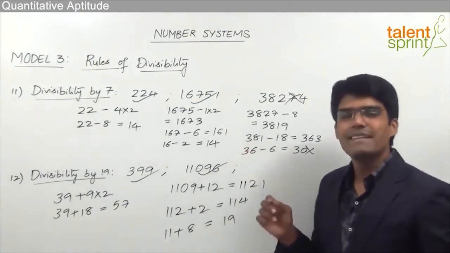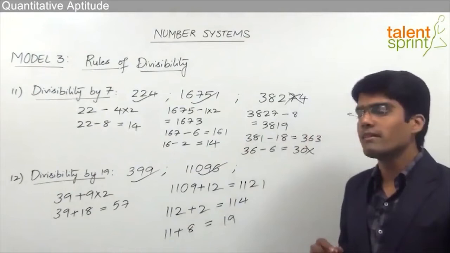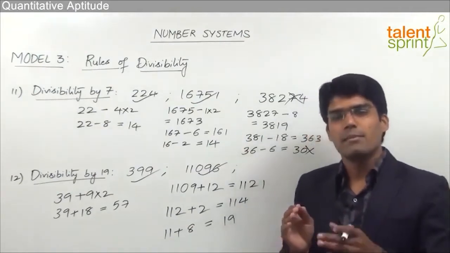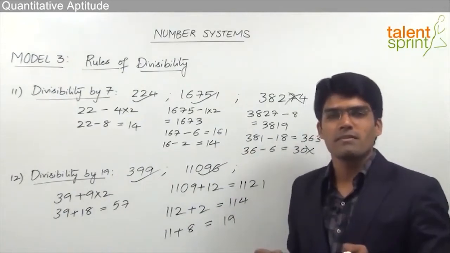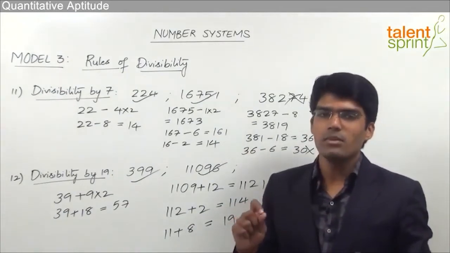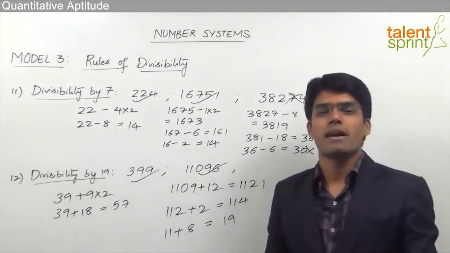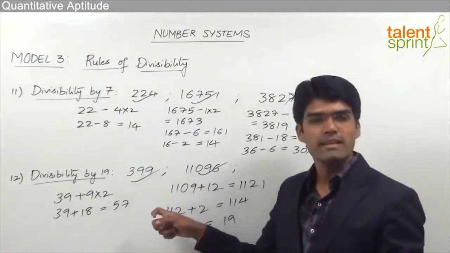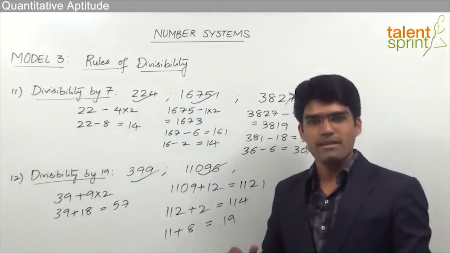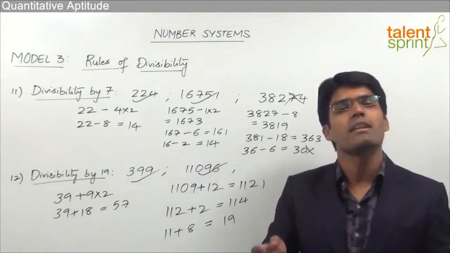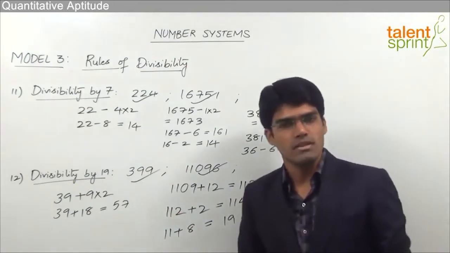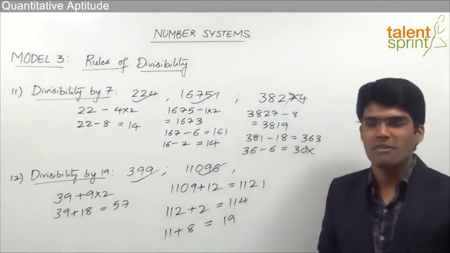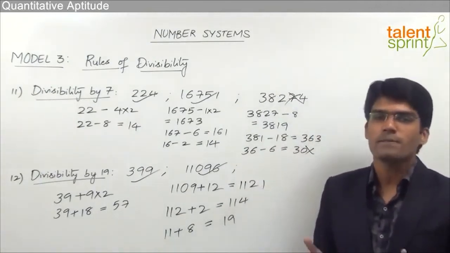So 7 and 19 are similar to each other. The only point here is, in case of 7, we separate the two numbers. That means units place is separated from the remaining part of the number. Units place multiplied with 2, and it is subtracted from the remaining part. But in case of divisibility by 19, the units place is separated, multiplied with 2, and added to the remaining part of the number. And this procedure is continued till we get a 2-digit number, where we can easily check whether the number is divisible by 7 or 19 or not.